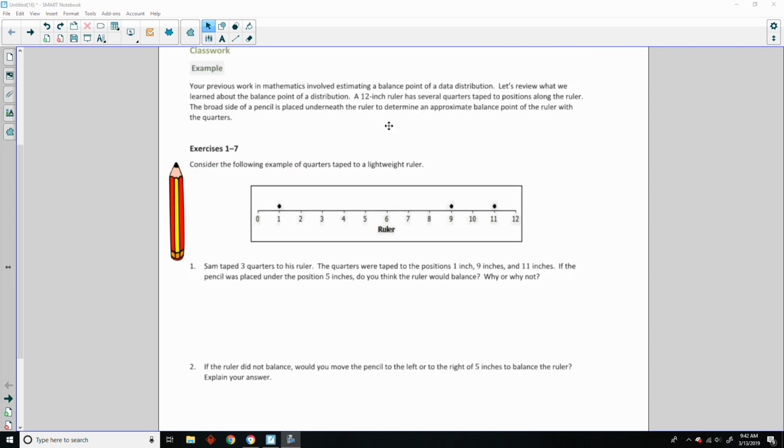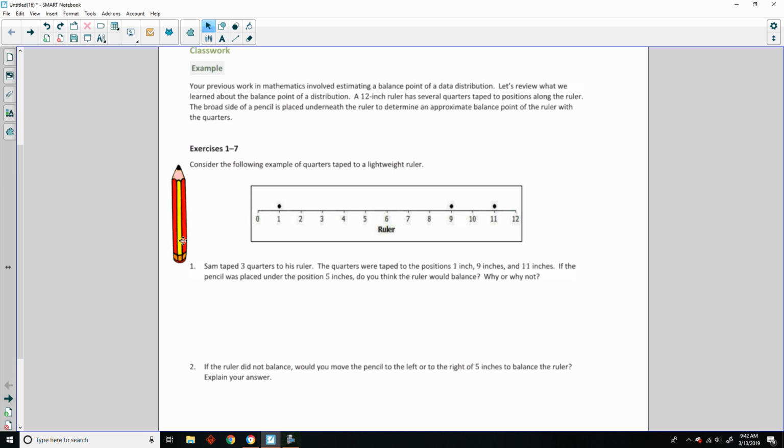Classwork example. Your previous work in mathematics involved estimating a balance point of a data distribution. Let's review what we learned about the balance point of a distribution. A 12-inch ruler has several quarters taped to positions along the ruler. The broadside of a pencil is placed underneath the ruler to determine an approximate balance point of the ruler with the quarter.